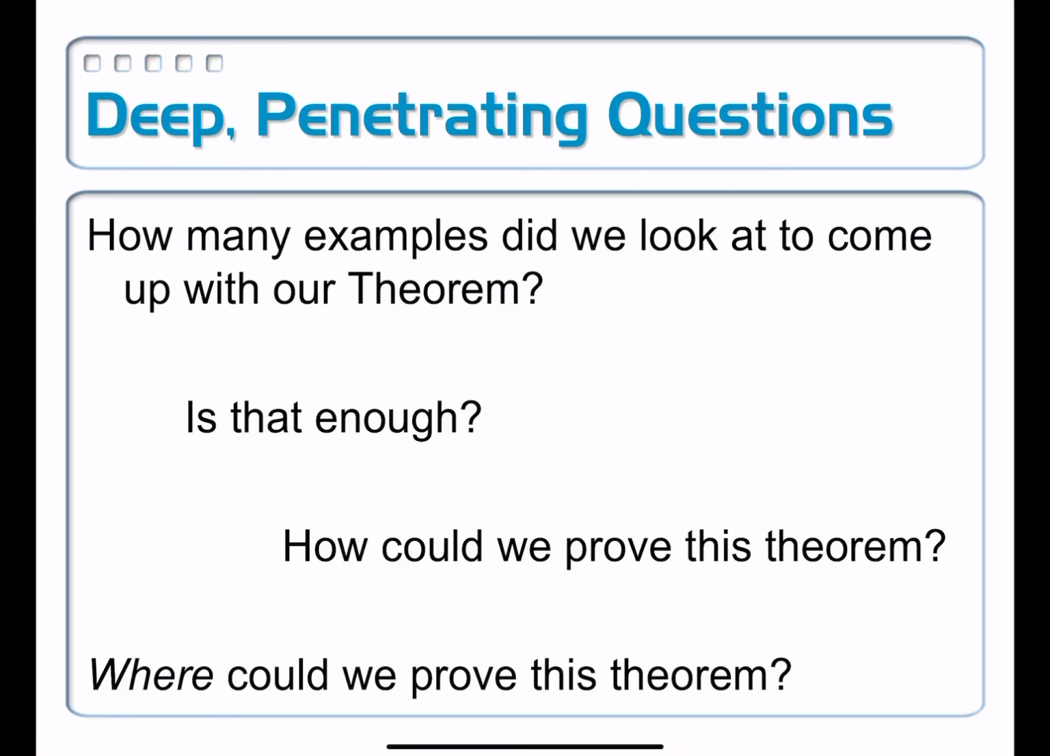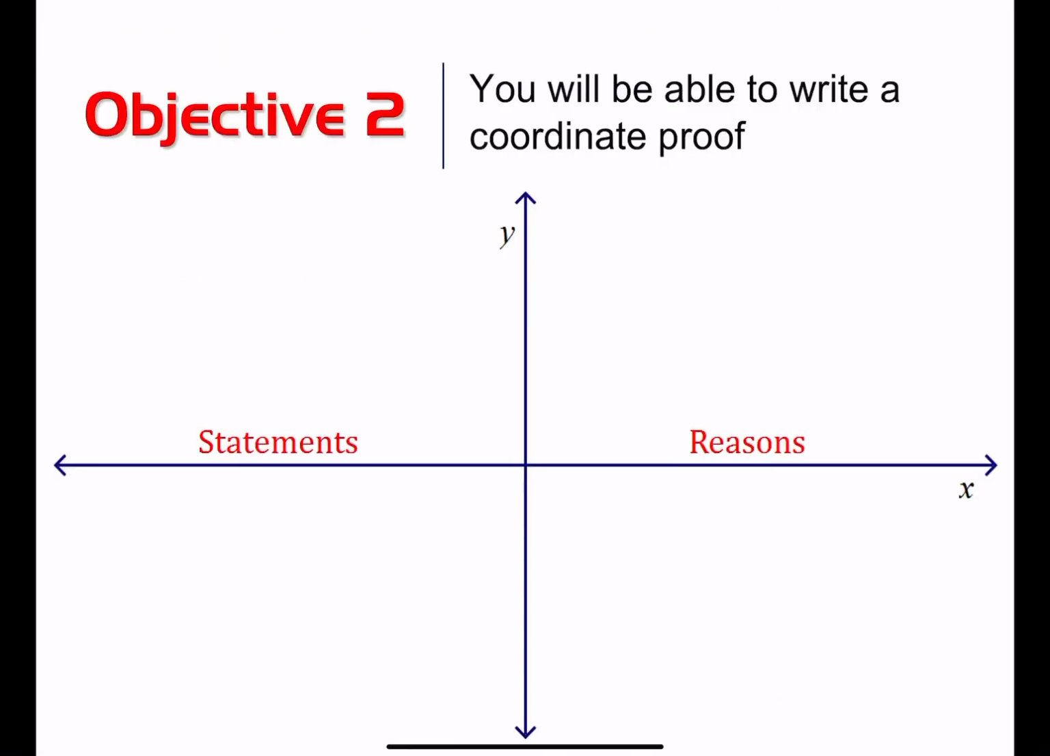Well, we could try to prove it with a regular two-column proof and try to make some triangles congruent and stuff like that, but we're going to try a new kind of proof. Where could we prove this? And that's going to be in the coordinate plane, which is going to bring us to the second objective, which is what the next video will be about.